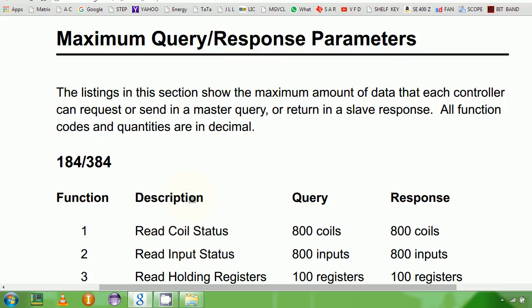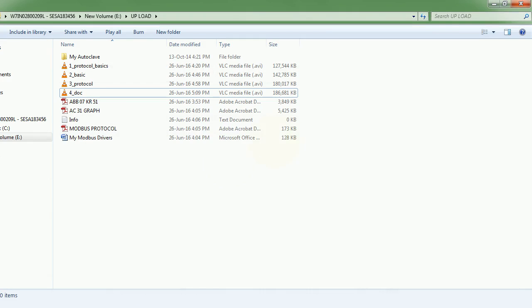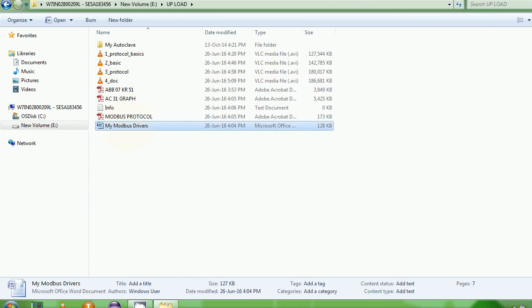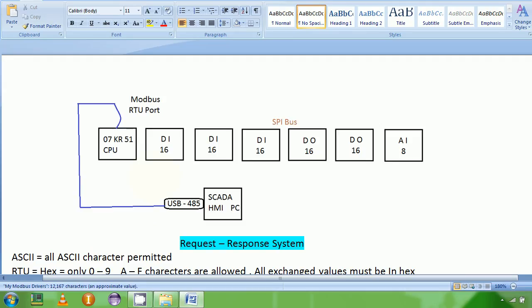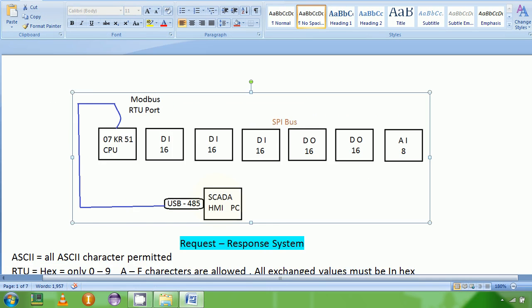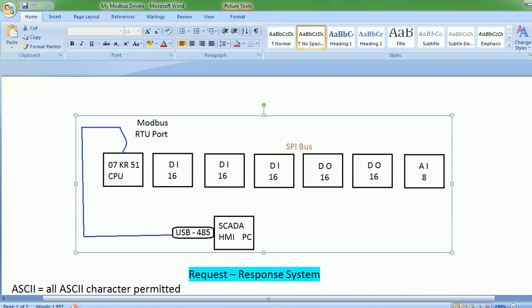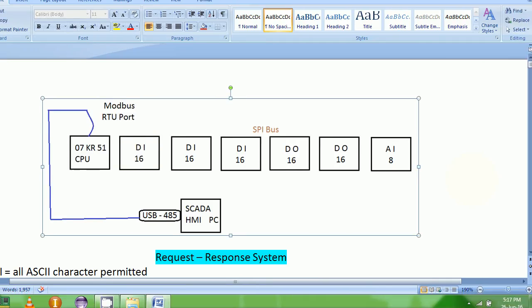In the next set of videos, I'll try to go through some of my own written documents, which you will find very helpful while writing drivers, because there are a few things which are not quite covered inside the official document.